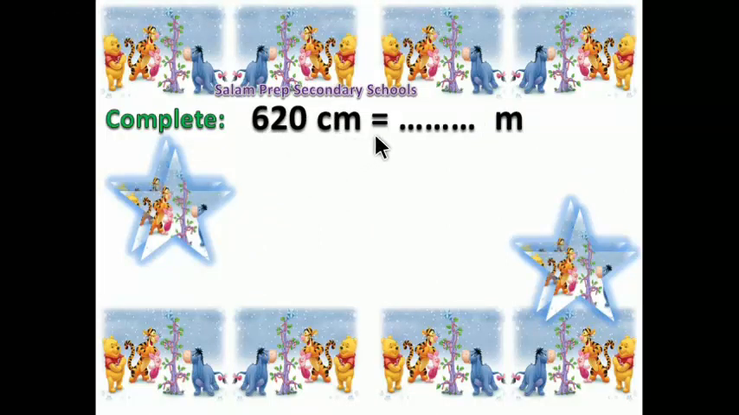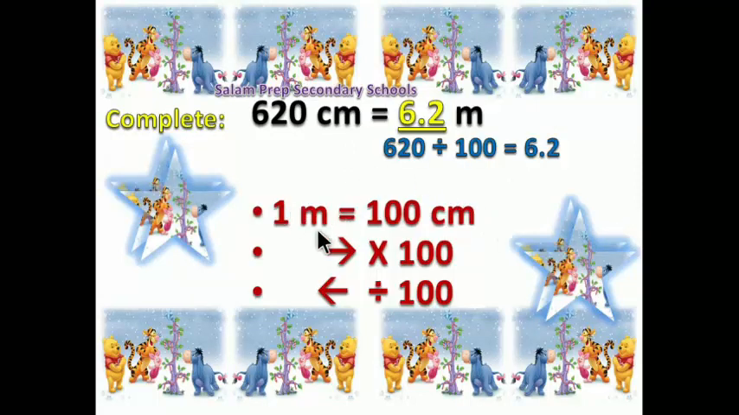620 centimeters equal blank meters. We know 1 meter equal 100 centimeters. We need to convert from centimeters to meters. To convert from centimeters to meters, we divide by 100. 620 divided by 100 equal, we can remove 0. 62 divided by 10 equal 6.2.